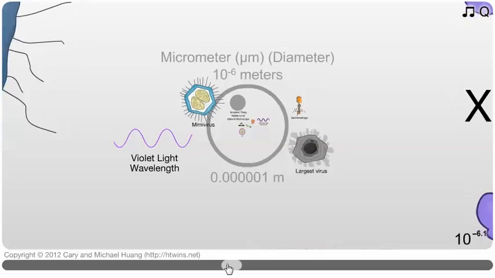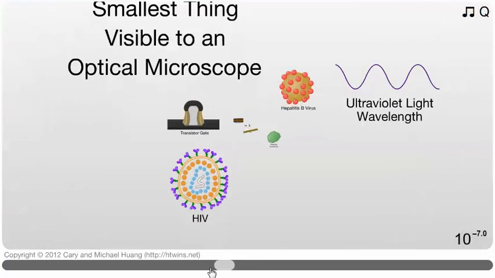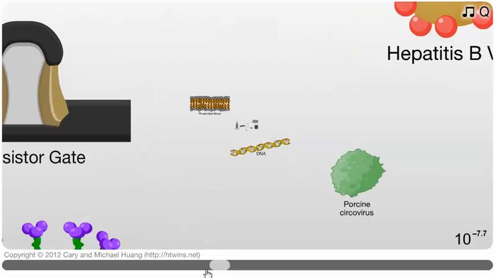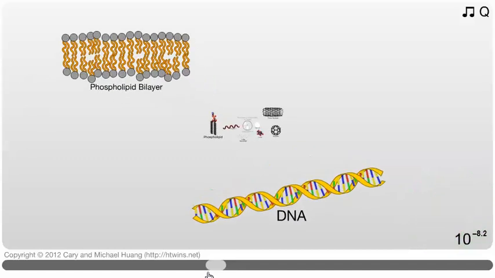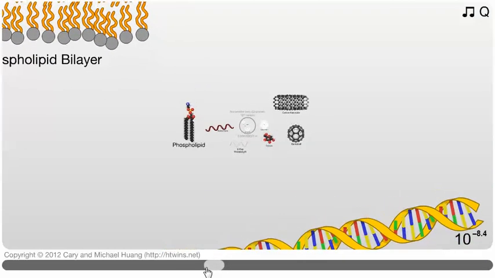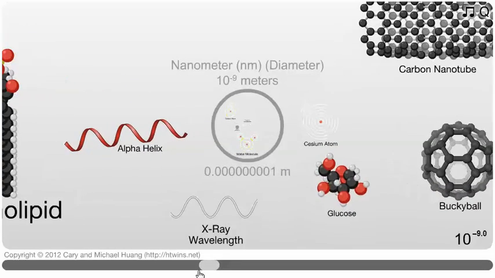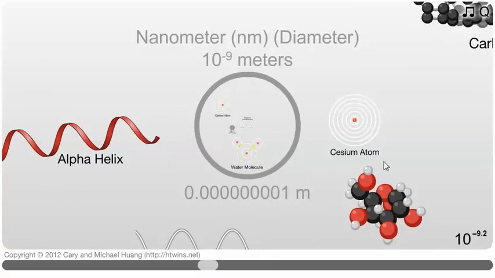So let's go 10 times smaller still. When will we find atoms? Let's see here. Keep going. Okay, DNA, that's made of atoms. So is pretty much everything, but let's see here. Where are atoms? Okay, I think I see some atoms. There we go. Okay, cesium atom, water molecules. So we're at 10 to the negative 9th now.